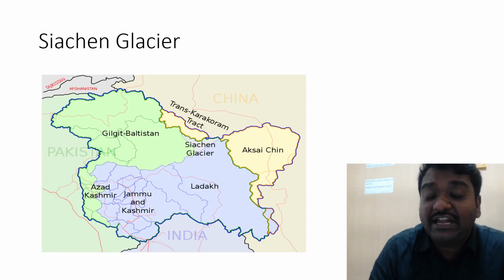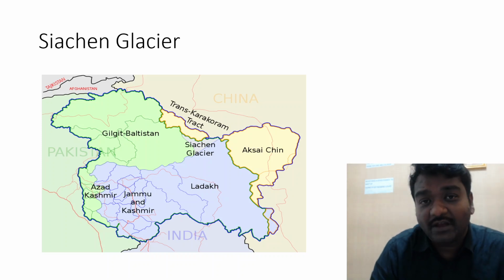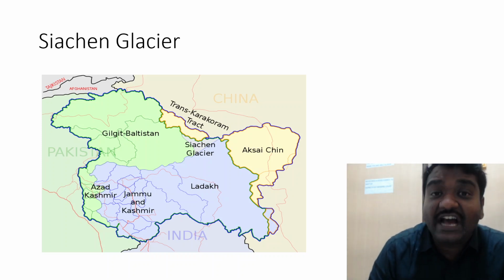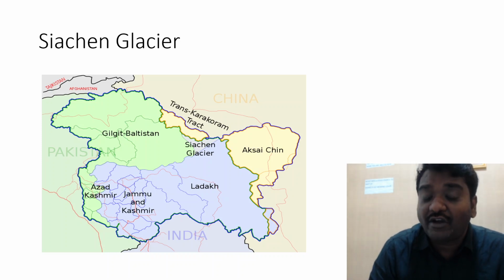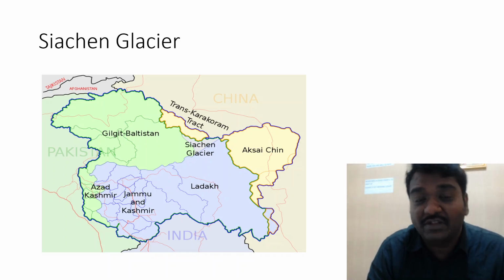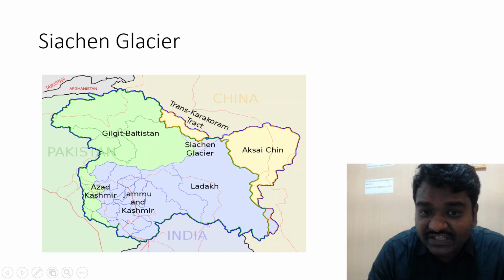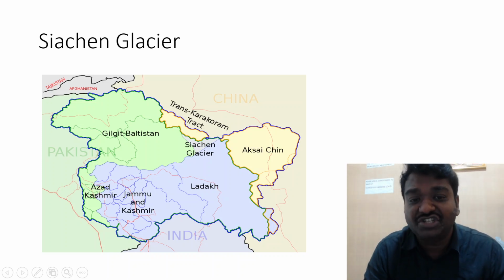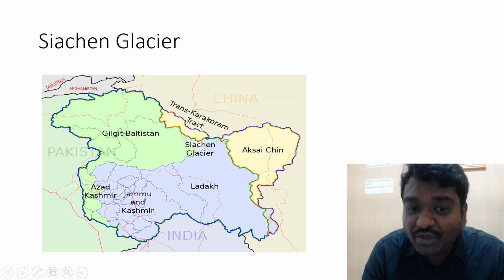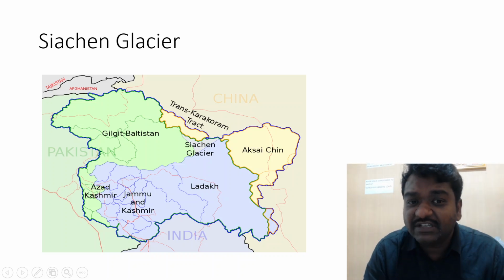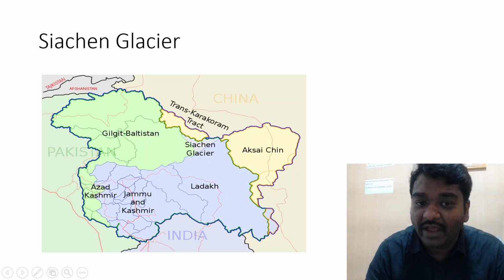Guys, in 1984, through Operation Meghdoot, India retained Siachen Glacier, which is considered to be the highest glacier in the world. And 40 years celebrations were made with respect to this. That is the reason we must be aware of Siachen Glacier. Okay guys, this is your Siachen Glacier. To the east of Siachen Glacier you have Aksai Chin. To the west you have Gilgit-Baltistan. To the north you have the Shaksgam Valley. Can you see this? This Shaksgam Valley was gifted to China by Pakistan. So Siachen Glacier is very, very important.